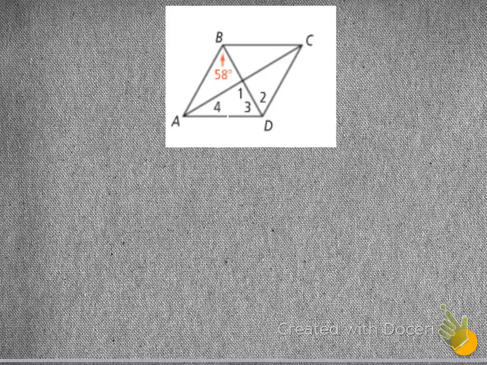So if this were a rhombus, we're just going to make this a rhombus. That means all of my diagonals should be perpendicular. So the measure of angle 1 is 90 degrees. So I'm going to mark that on my picture. So that is 90.